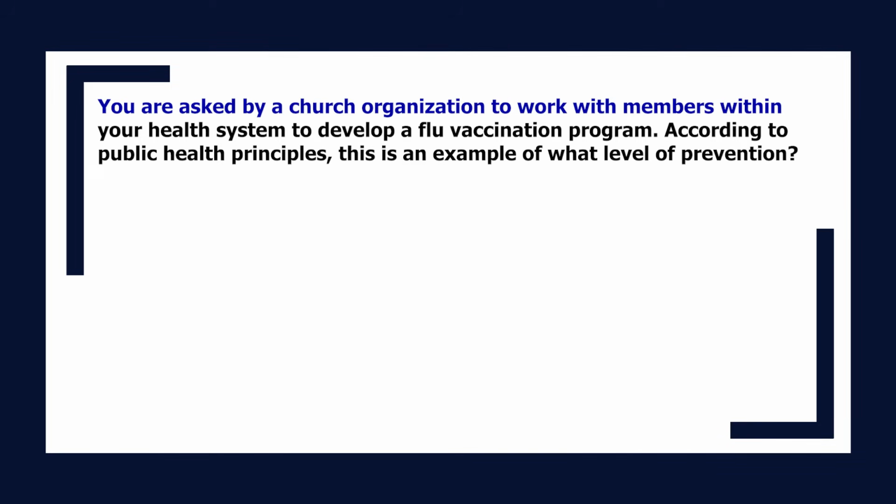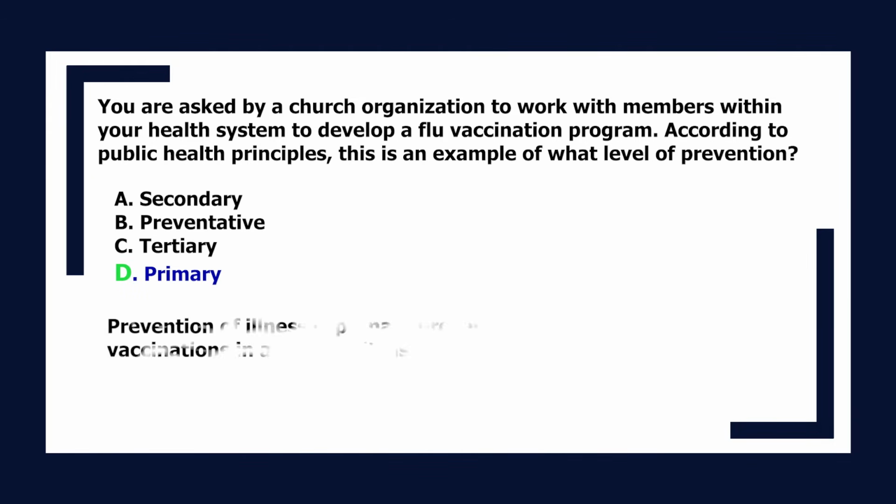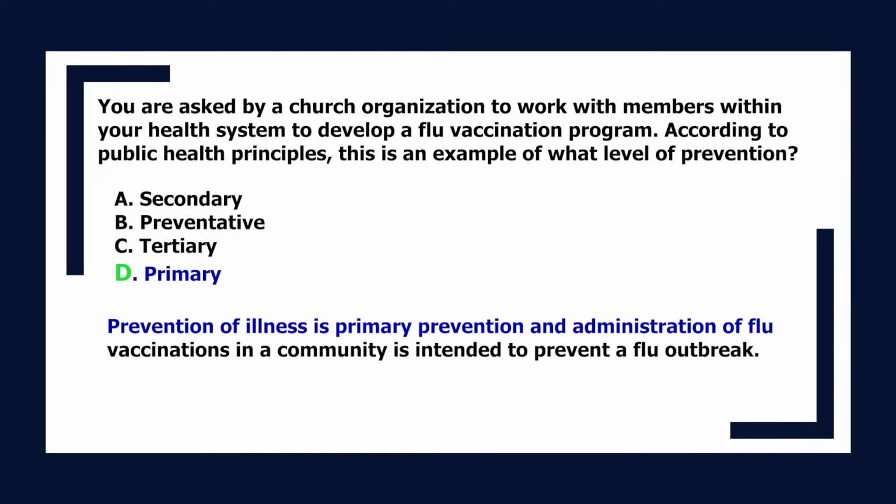You are asked by a church organization to work with members within your health system to develop a flu vaccination program. According to public health principles, this is an example of what level of prevention? A. Secondary. B. Preventative. C. Tertiary. D. Primary. The correct answer is D. Primary. Prevention of illness is primary prevention and administration of flu vaccinations in a community is intended to prevent a flu outbreak.